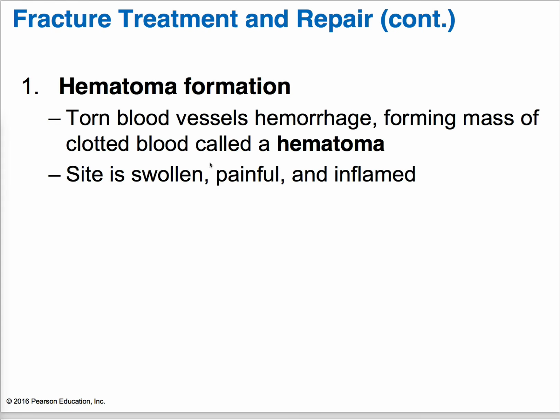When you get a fracture in the bone, you end up getting blood vessels that are torn. So these blood vessels start to bleed. The blood is not flowing within the tubes anymore. So the blood starts flowing all over the broken site. So it's hemorrhaging. It forms a big clot, and that clot that's formed is what we call the hematoma.